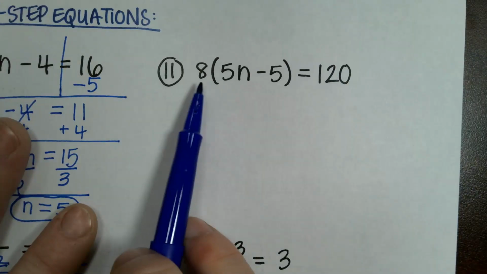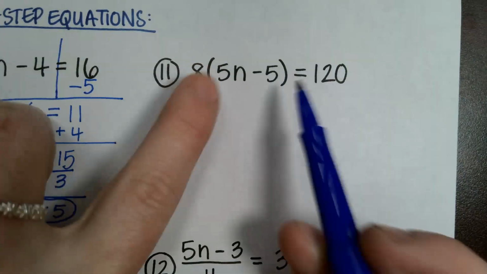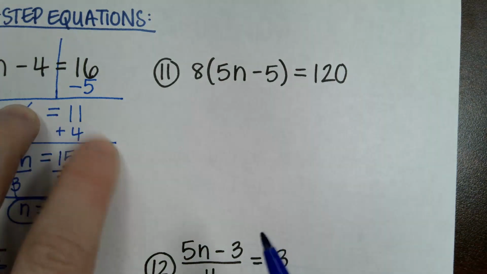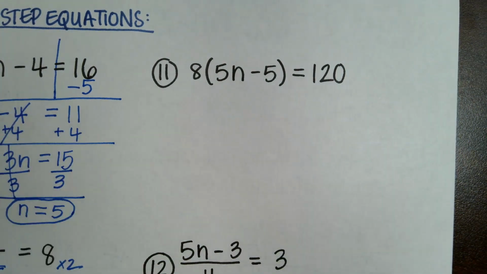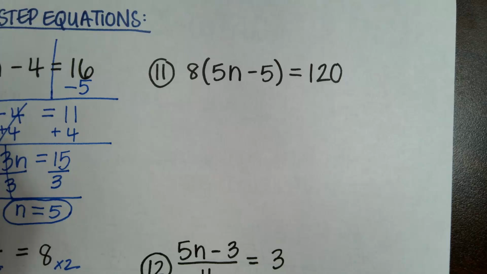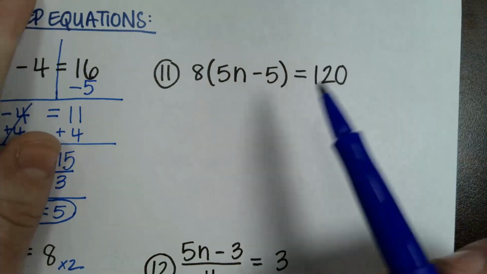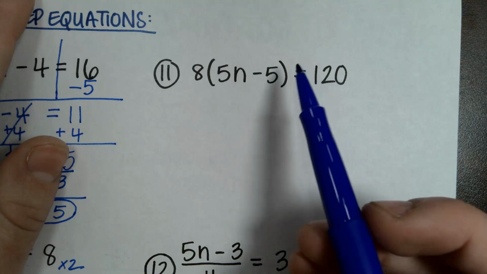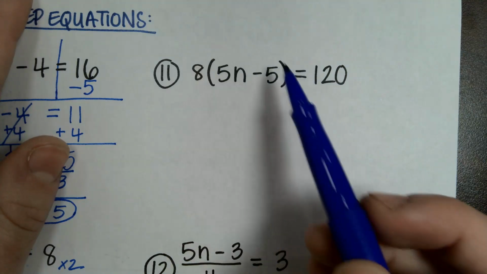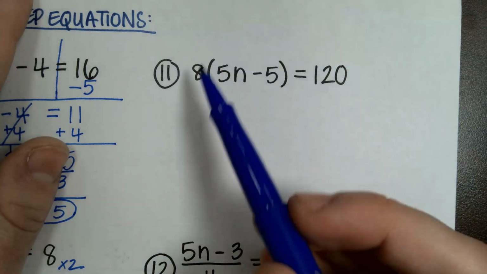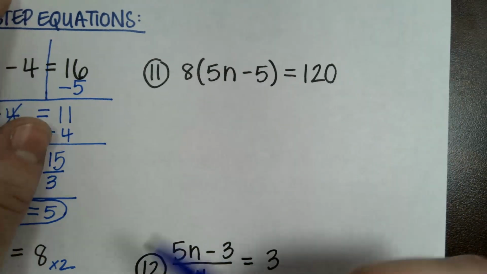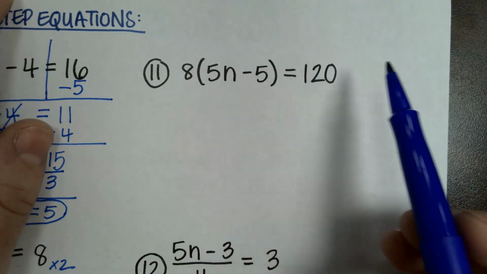Okay, we have 8 times this quantity, 5n minus 5, is equal to 120. There's 2 different ways that we could solve this. First of all, anytime we see a quantity in parentheses, we know that we can't touch anything in here until we get rid of this number on the outside. So do you guys remember the 2 different ways that we could start this problem?